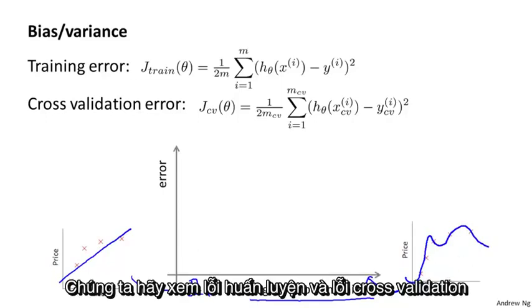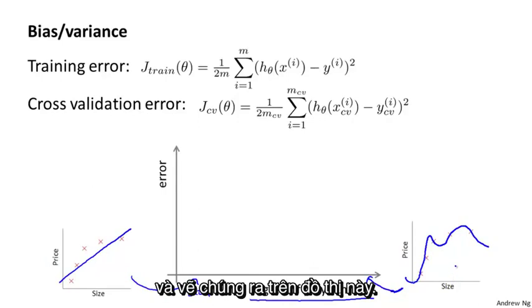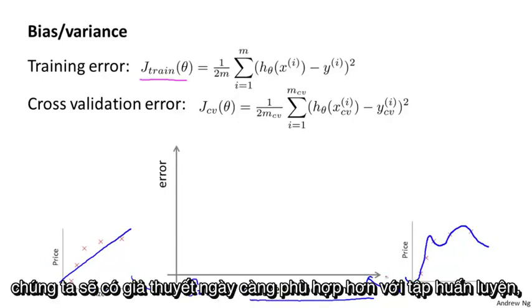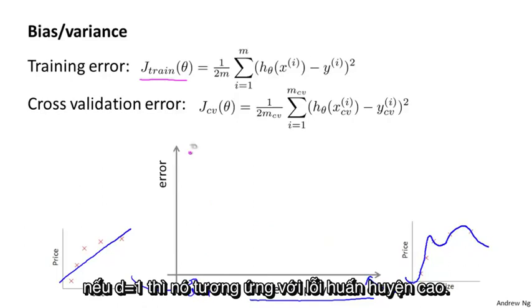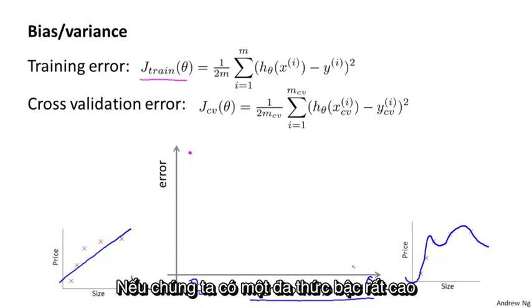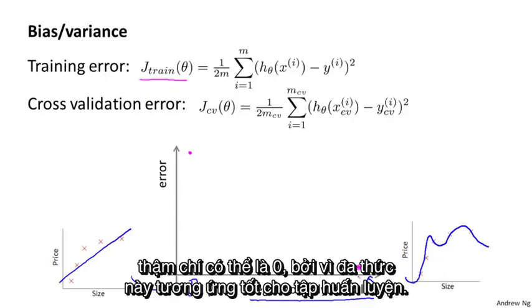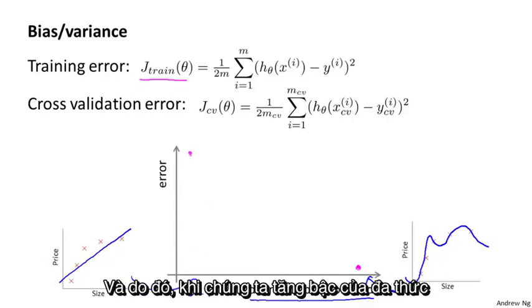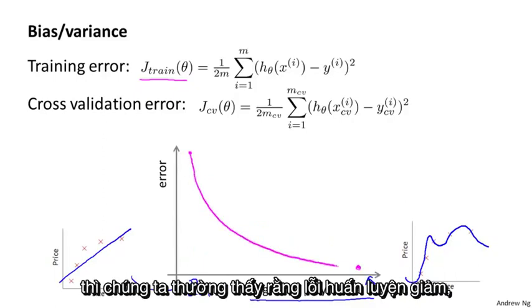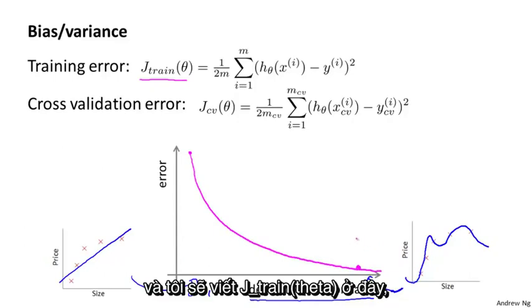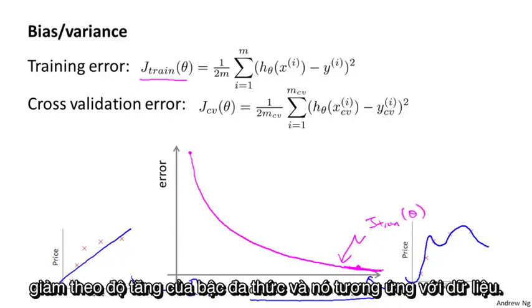Let's look at the training error and the cross-validation error and plot them on this figure. Let's start with the training error. As we increase the degree of the polynomial, we're going to be able to fit our training set better and better. And so if d equals 1, we're going to have a relatively high training error. If we have a very high degree polynomial, our training error is going to be really low, maybe even 0, because we'll fit the training set really well. And so as we increase the degree of polynomial, we find typically that the training error decreases. So I'm going to write J subscript train of theta there, because our training error tends to decrease with the degree of the polynomial that we fit to the data.